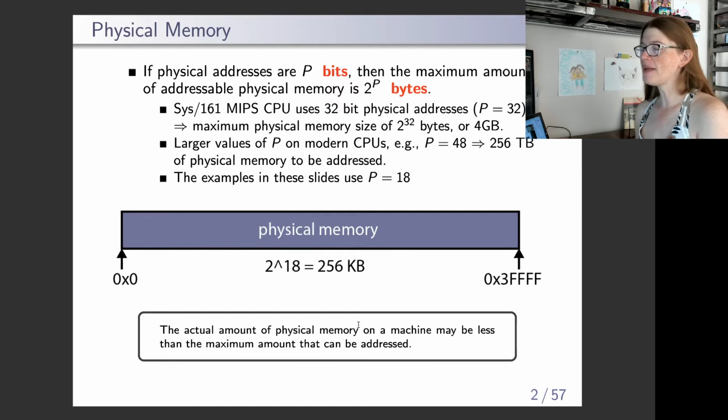So in general then, if you have P bits for physical memory, then that gives you an addressable 2 to the power of P bytes.